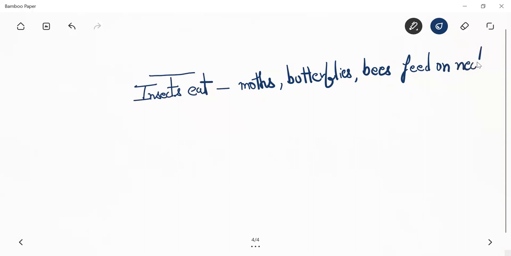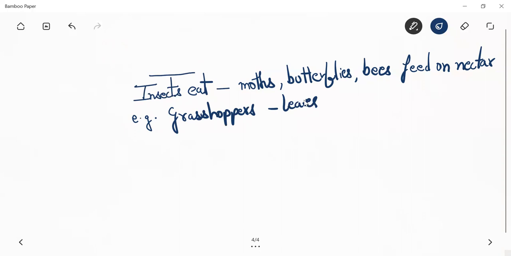Nectar. Now, what is nectar? It is the sweet liquid that is present in many flowers. Now, many kinds of insects, such as which insect eats leaves? Grasshoppers eat leaves. Okay.